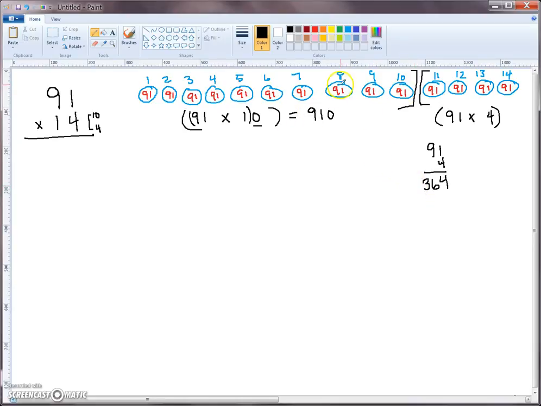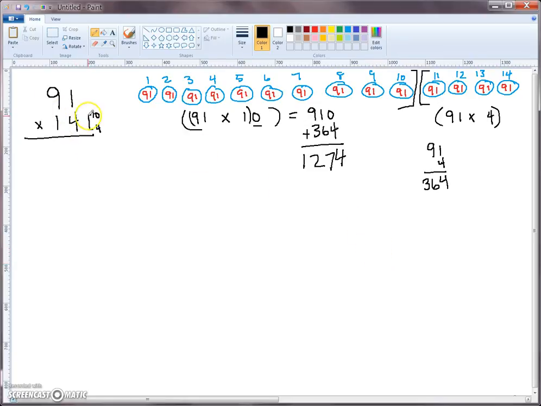So, remember how we separated them into 2 different groups? Well, now we got to put it back together. So how do we put it back together? We add. So 910 plus 364 equals 1274.